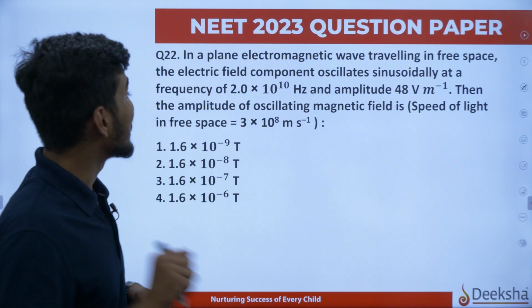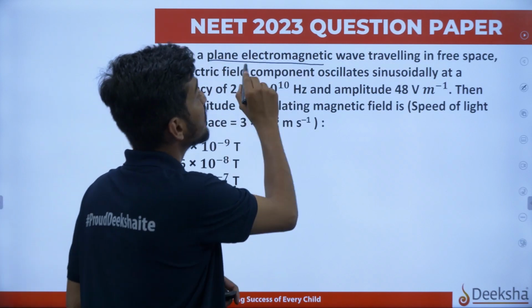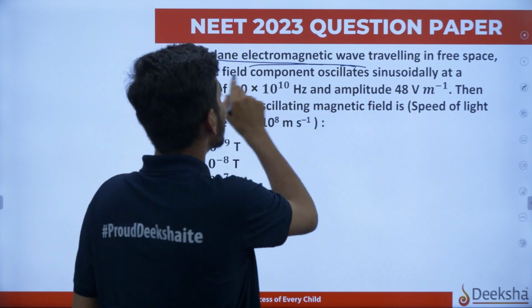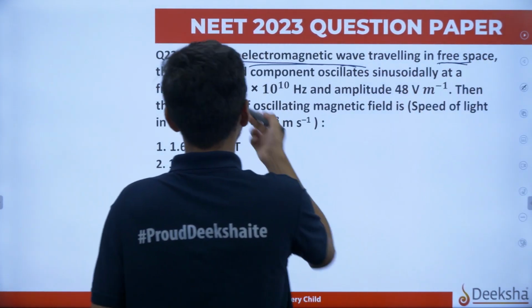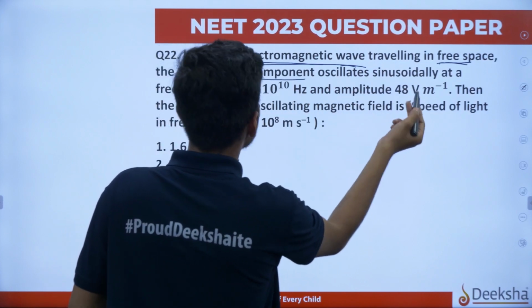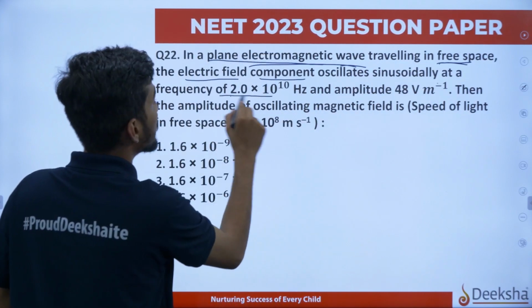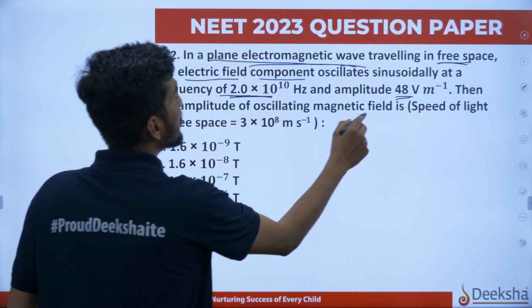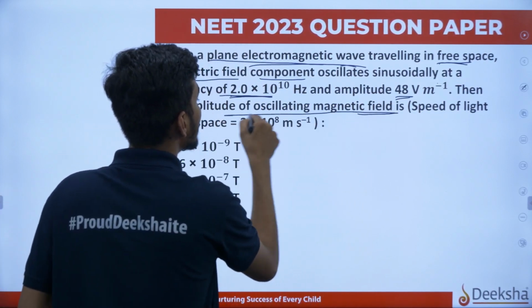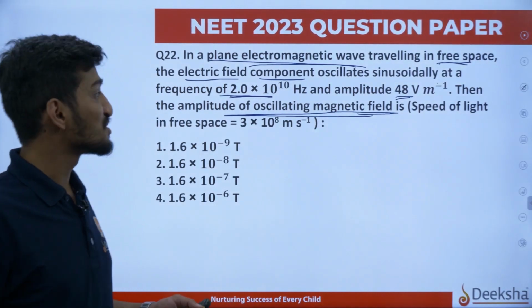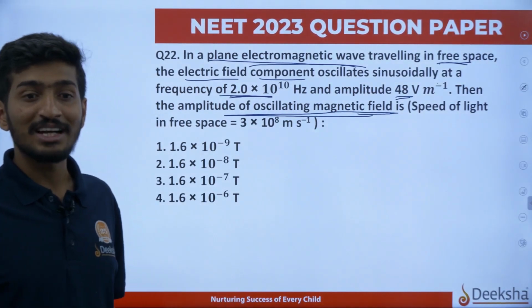Alright, question number 22 says, in a plane EM wave, so this is a question of EM wave, I can clearly see that. It's traveling in free space. Okay, good, that's important information. The electric field's component has a frequency this much and the amplitude this much, and the amplitude of the oscillating magnetic field is asked. So this question is quite tricky. This question actually gives you information you don't need.